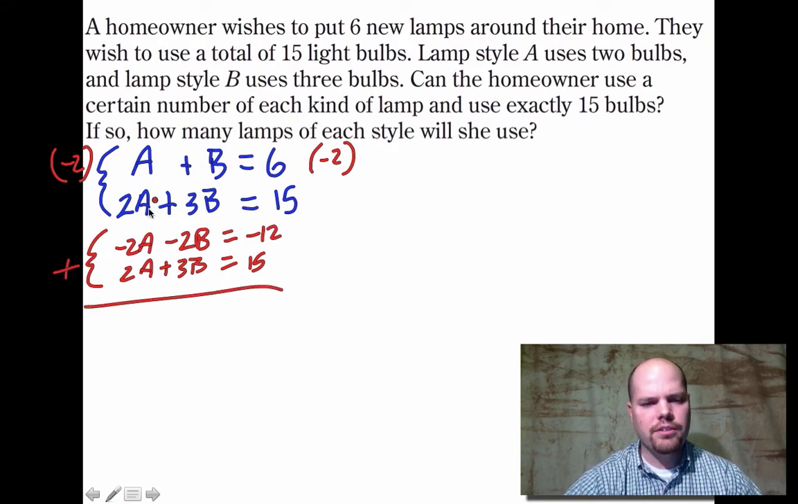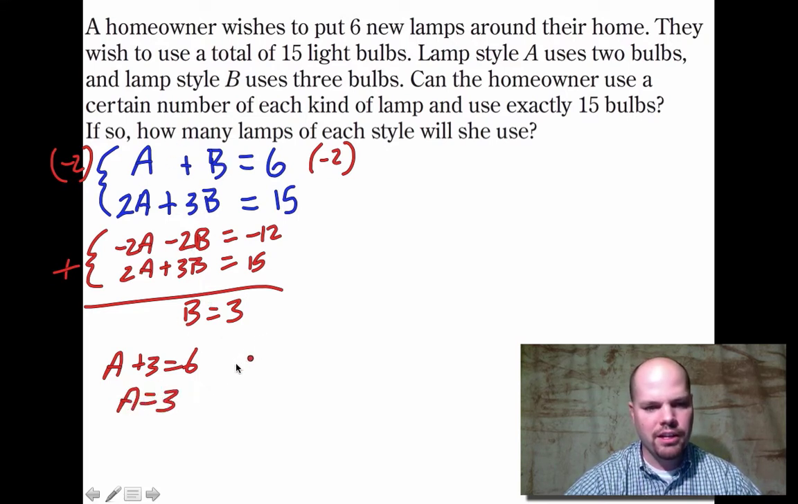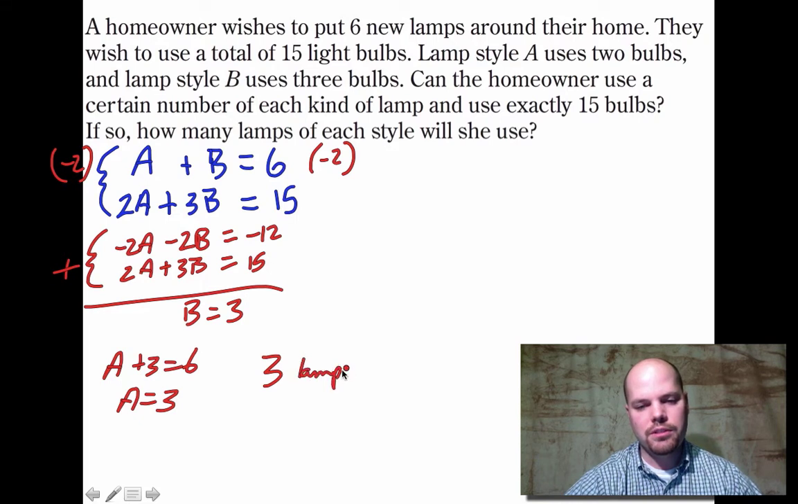Add these together. A's cancel. -2B plus 3B is just 1B, and -12 plus 15 is 3. B equals 3, so we're going to need 3 of style B. Well, A plus 3 equals 6. Subtract 3. A is also 3 if you couldn't do the mental math on that. So we need 3 lamps of each style.